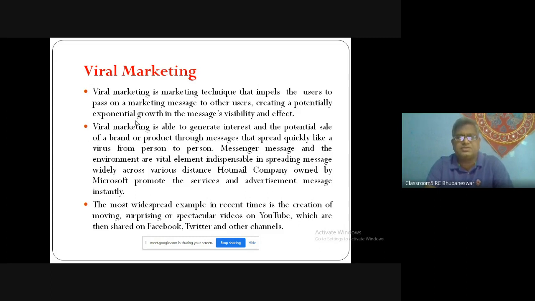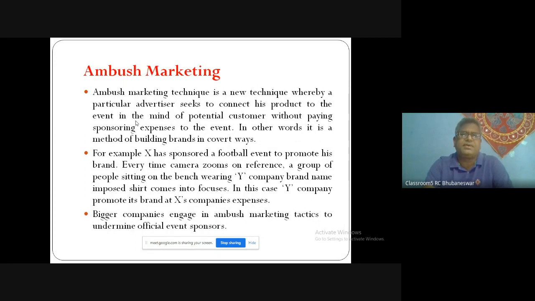They can also send it from one person to another. Microsoft's Hotmail company was even focusing on that, or Facebook, Twitter, other channels, and YouTube also. These are called viral marketing. For example, someone prepares a video and puts it on YouTube. That is one example of viral marketing.